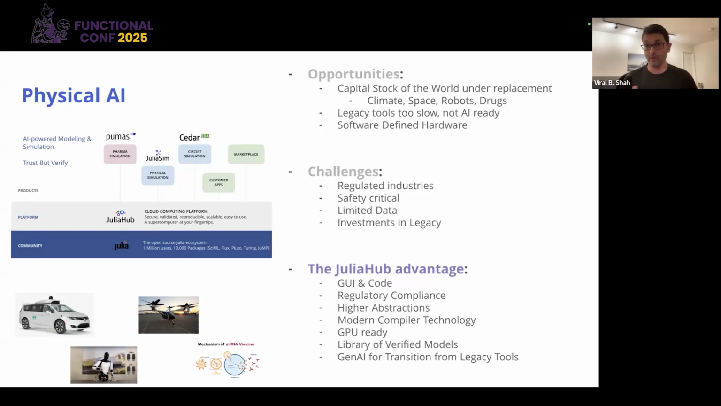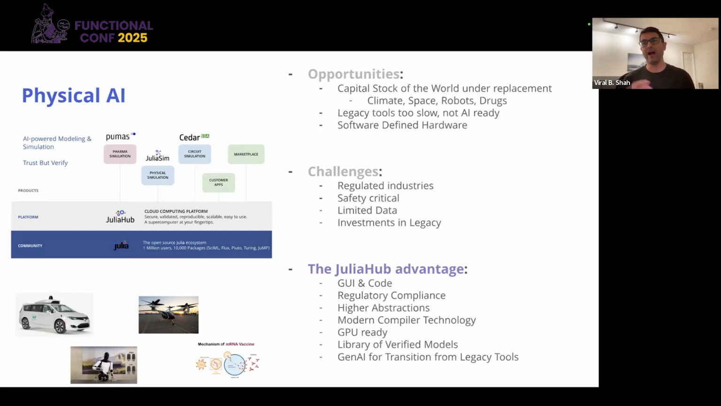$30 trillion of capital stock will be replaced as we electrify every single industry, from manufacturing to transportation to food to everything else. And we're seeing tremendous advancements that we've not seen for a very long time in tough areas like space, robotics, drugs, and so on. Legacy tools are too slow, not AI ready today, and we really are entering this world of software defined hardware, right?